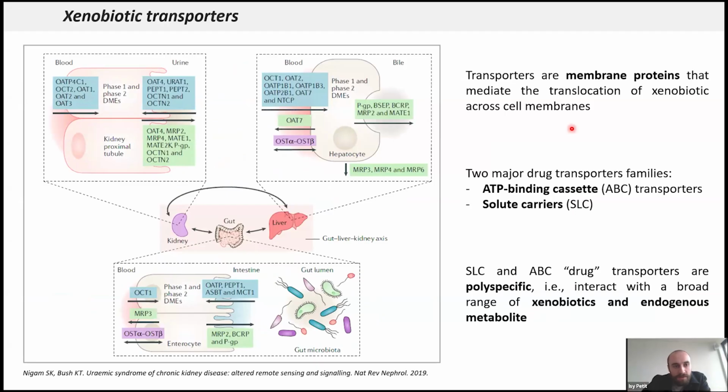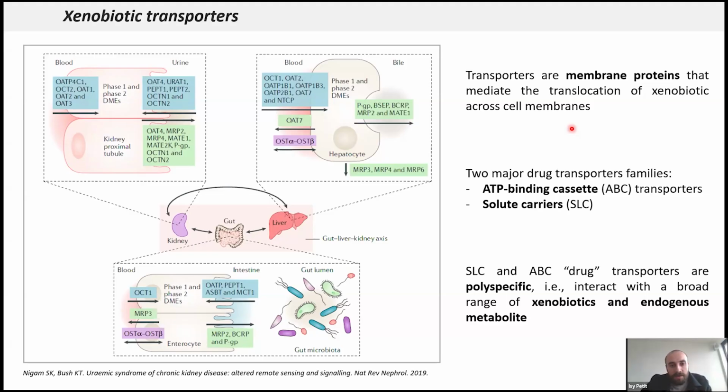First, they are present in almost every living organism, and also in almost all human organs, and they can interact with a broad range of xenobiotics, but also endogenous metabolites. And this feature places the drug transporters in a central place in inter-organ communication and in homeostasis regulation, and this is the kind of interaction between xenobiotics and endogenous metabolites that we are particularly interested in.